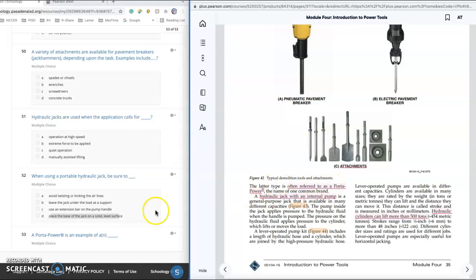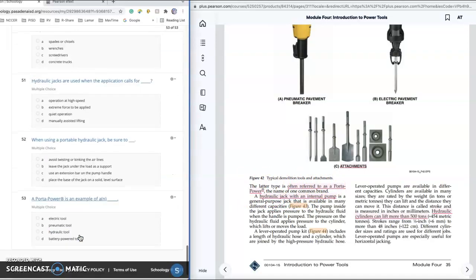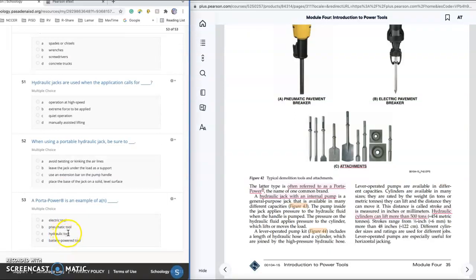Port-a-power. What is a port-a-power? A port-a-power is an example of a hydraulic tool. It's often referred to as a port-a-power hydraulic jack with an internal pump. Hydraulic cylinders can lift more than 500 tons.